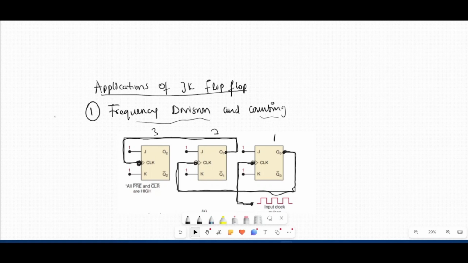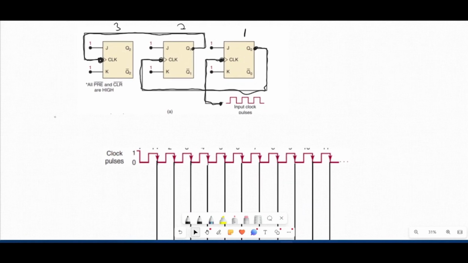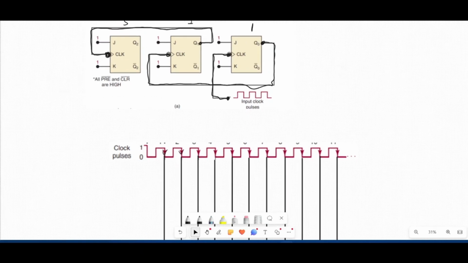Now let me show you how this will look at the output waveform. So this is our NGT. We have drawn our lines at the NGT of our clock. Now first let's draw for Q0 here. So for Q0, let's draw our output waveform.